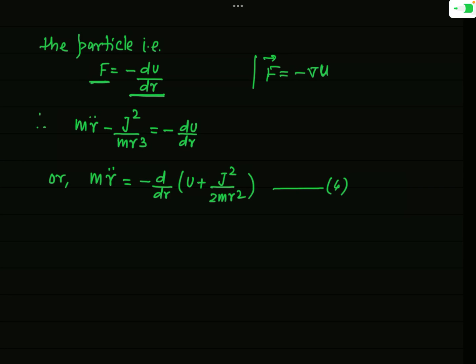But you have seen that the expression for F in terms of angular momentum is what? You have just seen that this is m r double dot minus J square over m r cube. So this will be equal to minus dU/dr. And from this, you can see m r double dot will be what? We will bring the term minus J square by m r cube to the RHS, and this can be written as minus d/dr of U plus J square by 2 m r square. You can check, whenever you apply the operator minus d/dr on this second term J square by 2 m r square, you will simply get plus J square by m r cube. So m r double dot is equal to this much.